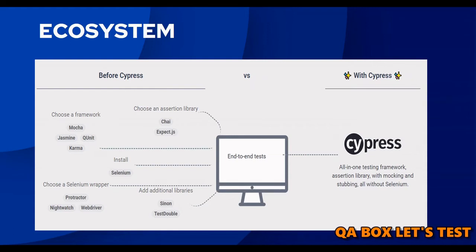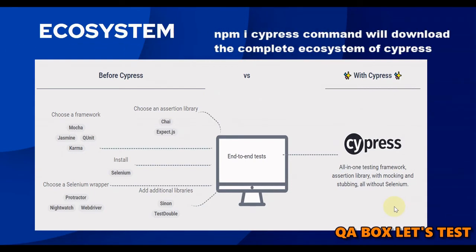Cypress has taken some of the best-in-class tools you are likely already familiar with and made them all work together seamlessly. As you can see, this is the assertion library, then the test framework, Selenium wrapper, Selenium server, and all these things. This is before Cypress. With Cypress, just write one command, npm install cypress, and it's done. Everything would be downloaded fast for you. All right.